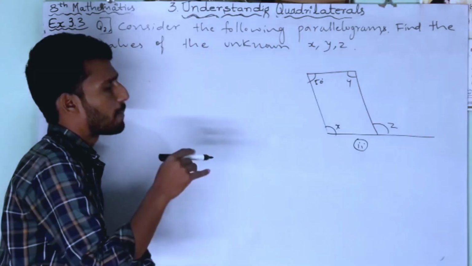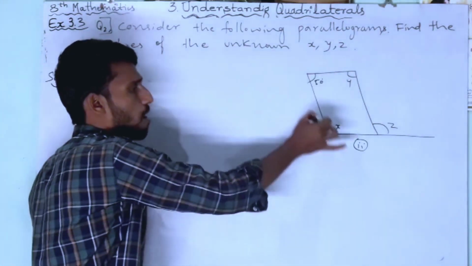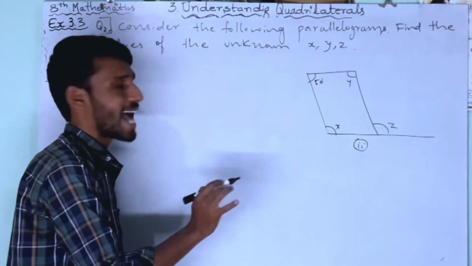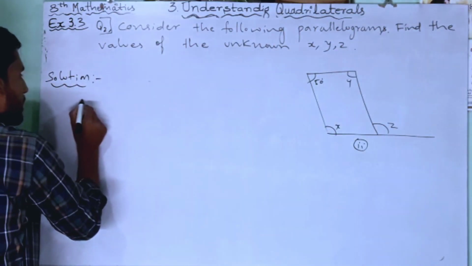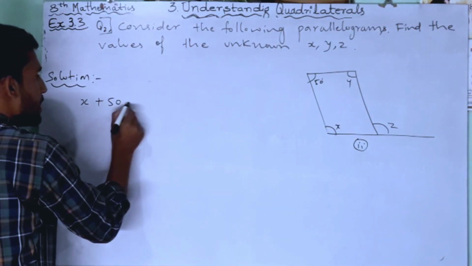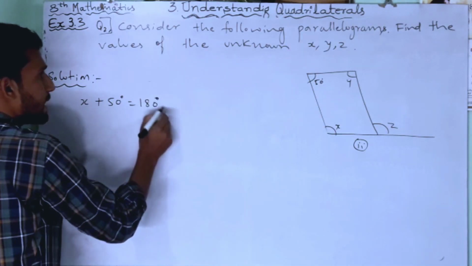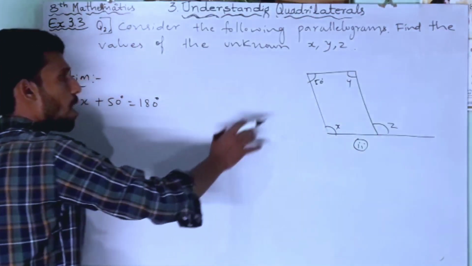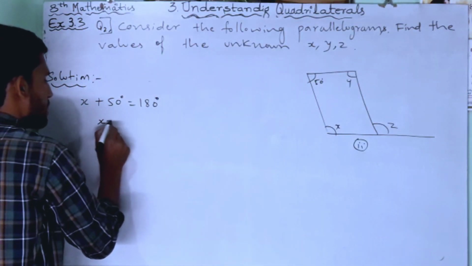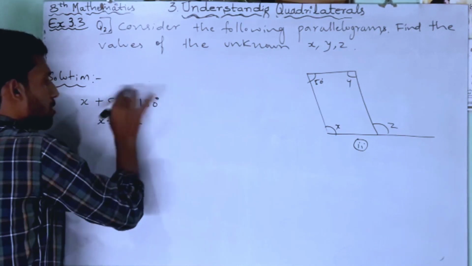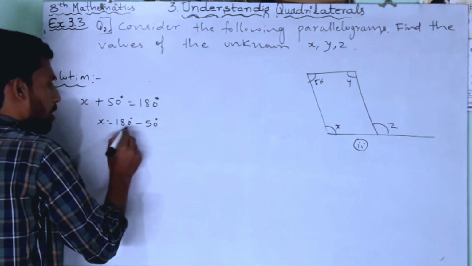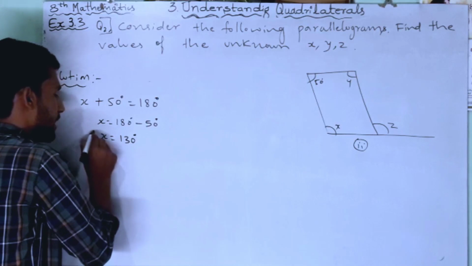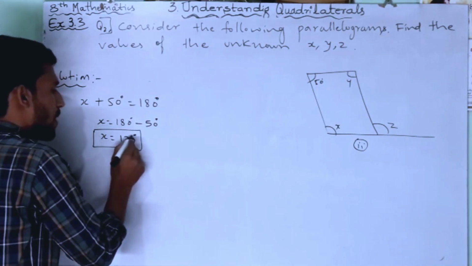See, according to the property, adjacent angles in a parallelogram are always 180 degrees, that is supplementary angles. Now we can write the solution: X plus 50 degrees is equal to 180 degrees, because this angle and this angle are adjacent angles and these two are supplementary angles. Now X is equal to 180 degrees. When we transpose 50, we are getting minus 50. X is equal to, when you do the subtraction, you will be getting 130 degrees. Angle X is 130 degrees.